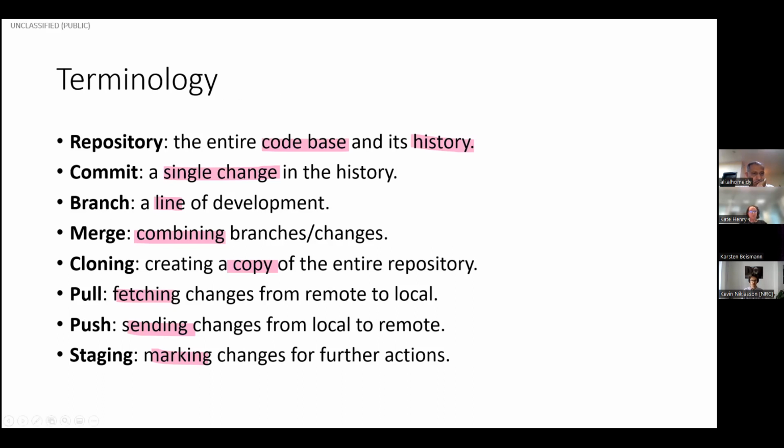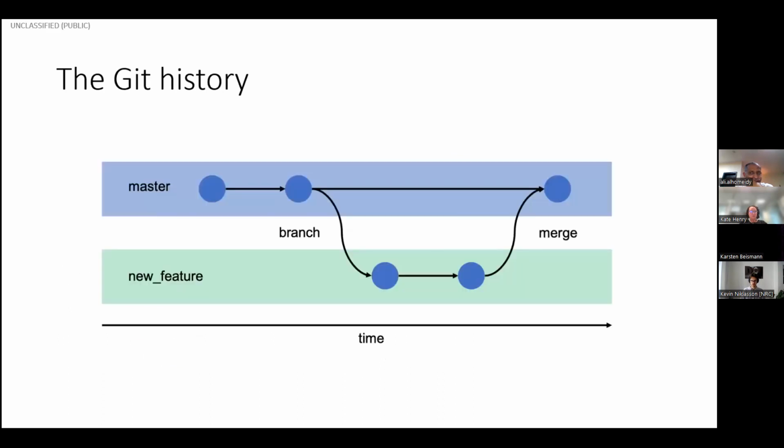So those are basic terms you'll stumble upon when you work with Git. But I think just using them will make it much clearer what they actually mean. The Git history, and this is just the first picture, will reappear in the presentation multiple times. It's a nice way of visualizing what a Git history actually looks like.